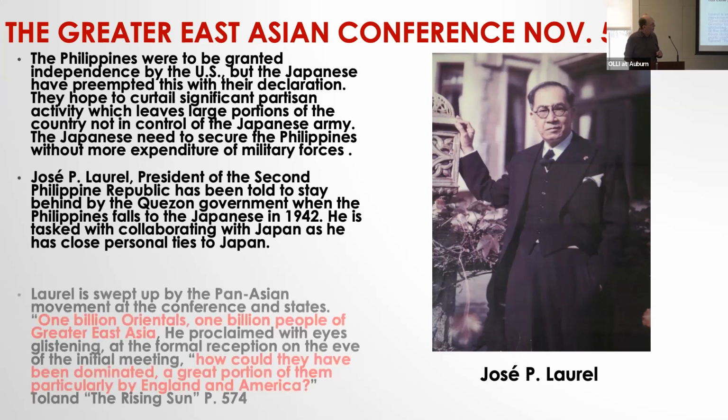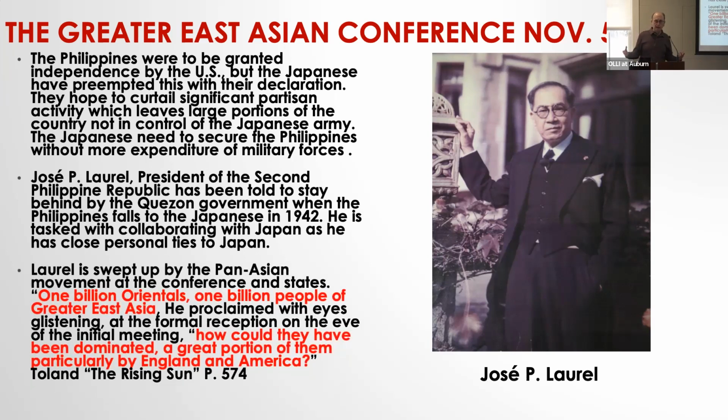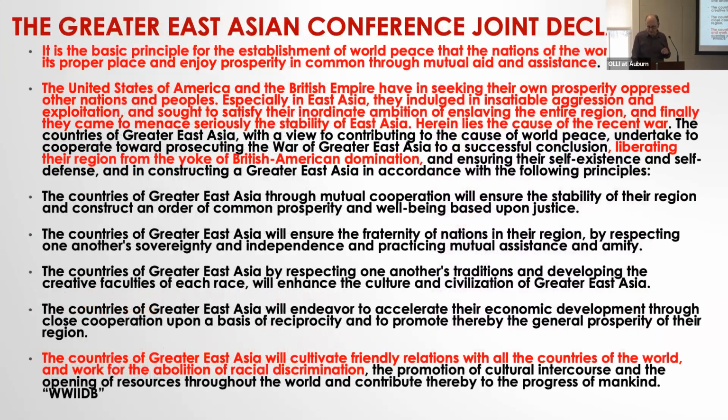Well, Laurel starts getting fired up about this whole conference, and he's swept up, and he says 1 billion Orientals, 1 billion people of Greater East Asia. How could they have been dominated, a great portion of them, particularly by England and America? So even you see Laurel is starting to feel this surge of Pan-Asianism. Well, they're going to have this conference. And we talked about this, and there's going to, of course, be a joint declaration at the end of this conference. And I'm not going to go through this whole thing.